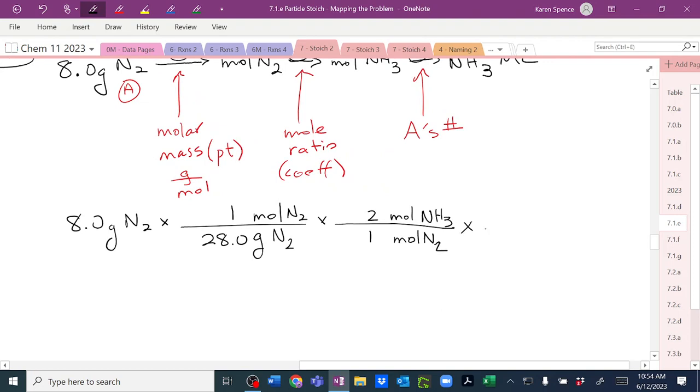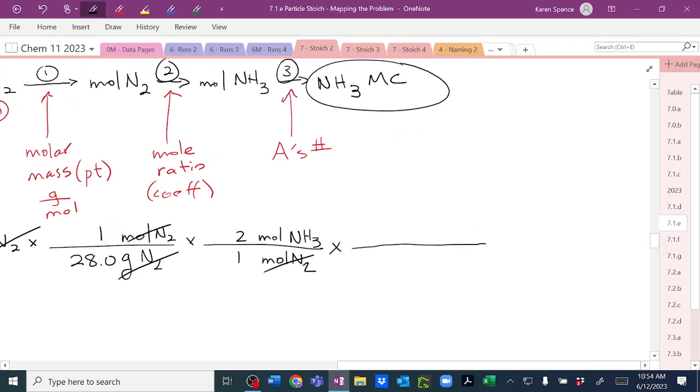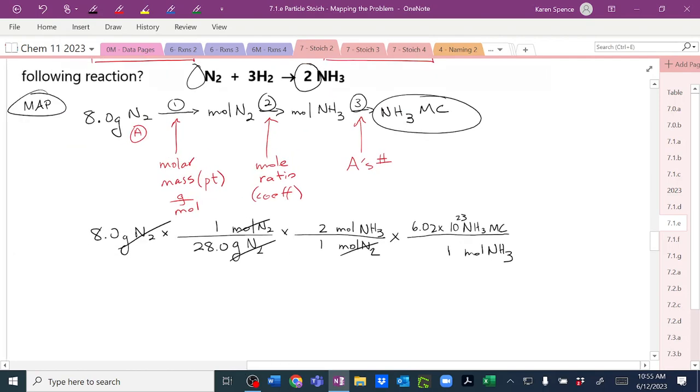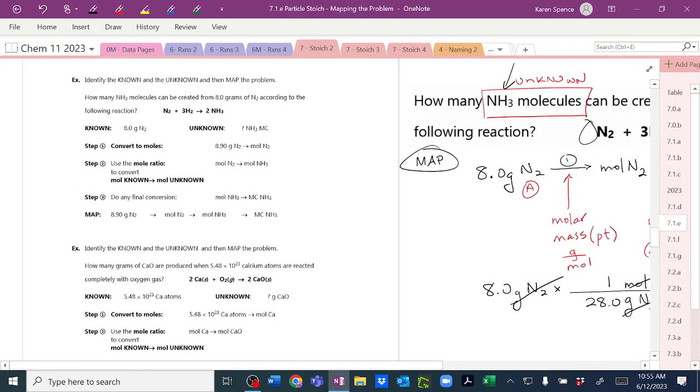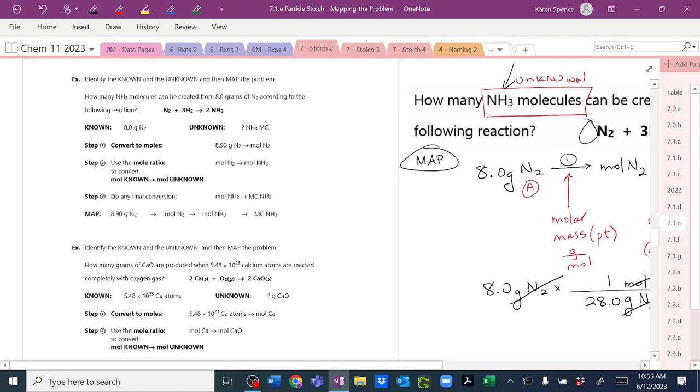And finally, we want to end up with NH3 molecules, so let's put those on the top. And we want to cancel moles of NH3. The 1 goes with the mole, and then 6.02 times 10 to the 23 molecules goes on the top. Okay, and I think the calculation is done for us over here. Oh, no, we didn't actually do the calculation. We were just mapping it.